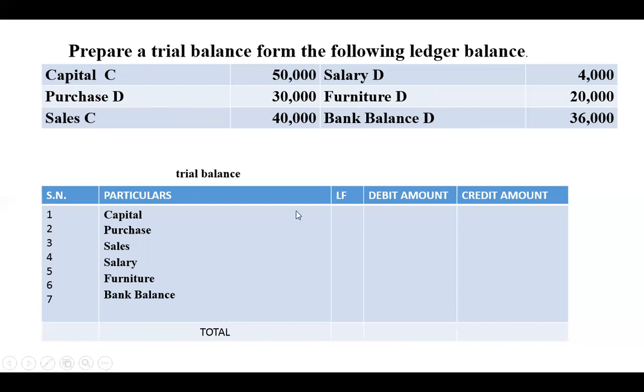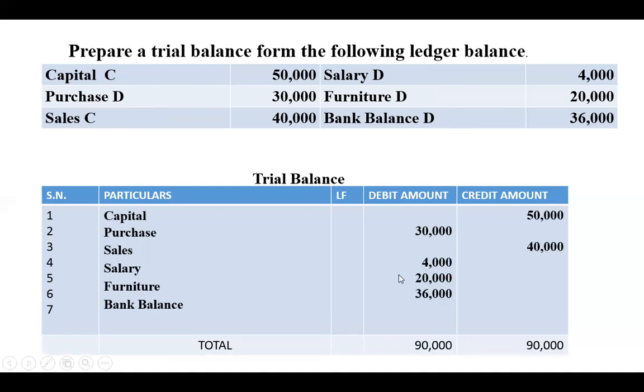Whatever credit items are there, let us record on the credit side. Whatever D items, that means debit items, are there, let us record on the debit side. So this is the entry. And let us do the total. 50 plus 40 is 90,000 on one side. On the other, 30 plus 4 is 34, 34 plus 20 is 54, 54 plus 36 is 90, so 90,000 is going to be the total. In this way we are going to record the trial balance.